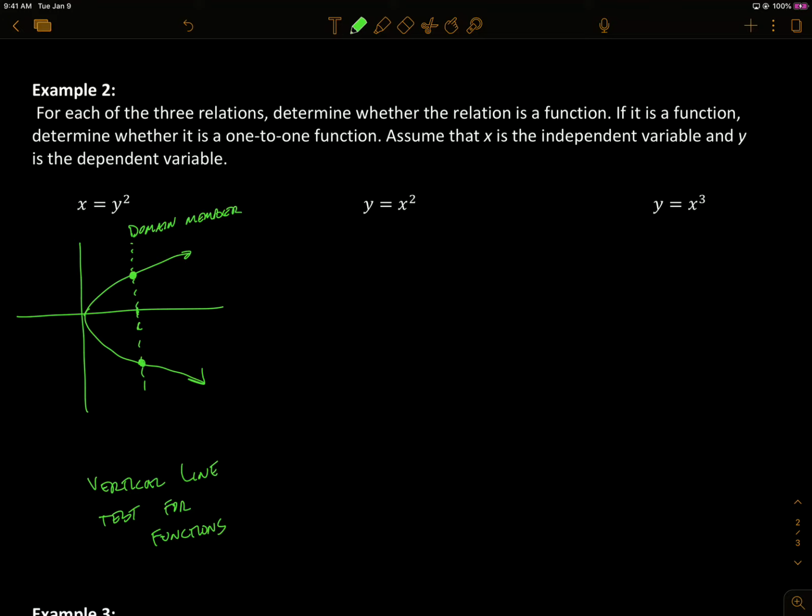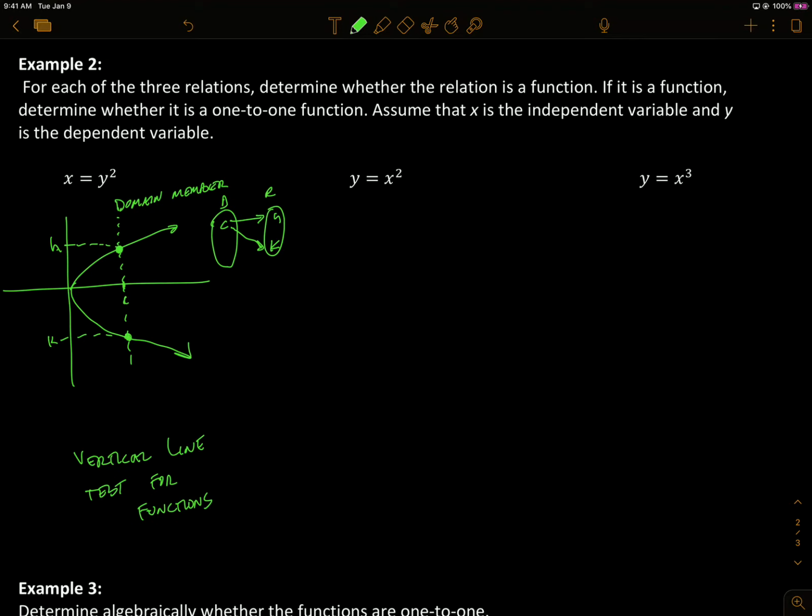In this case, the vertical line represents the domain member C. So C hits the relation twice. I can't call it a function. That means C maps to this y value, let's say H, and also K. So the one domain member C produces two different range members. If I did a mapping diagram of domain and range here, C would map to H, and C would also map to K. And that's not a function. So it fails the vertical line test. Therefore, not a function.